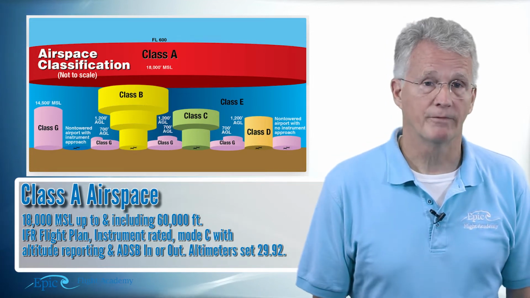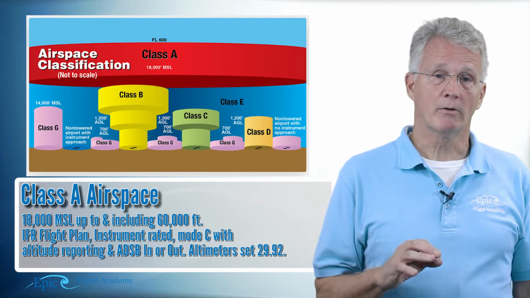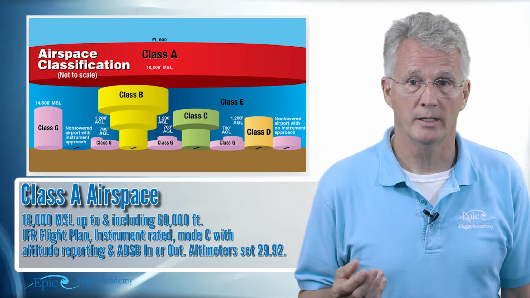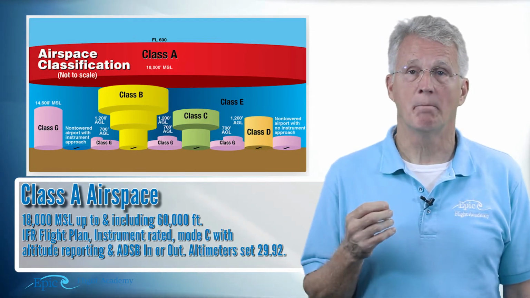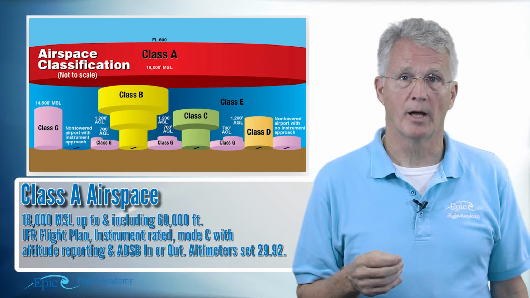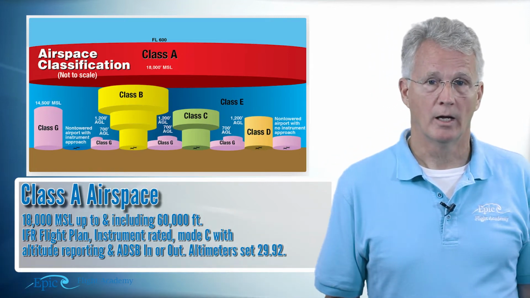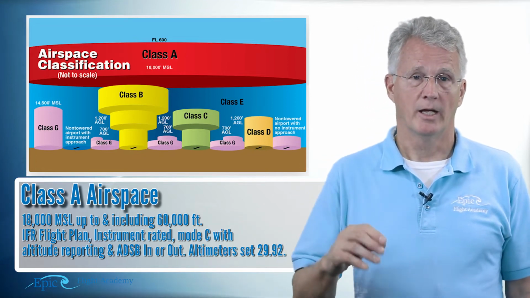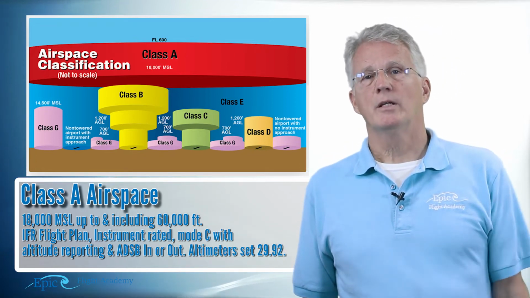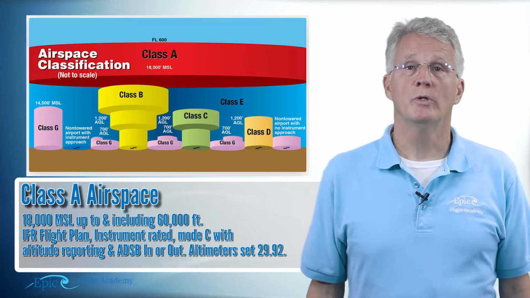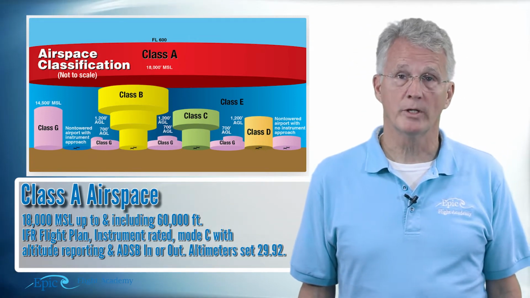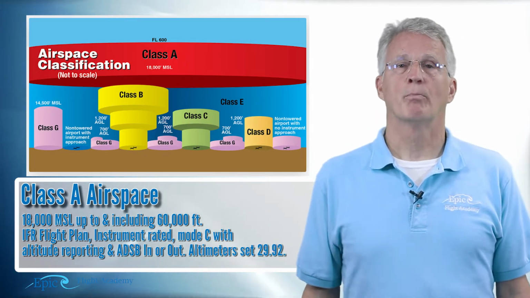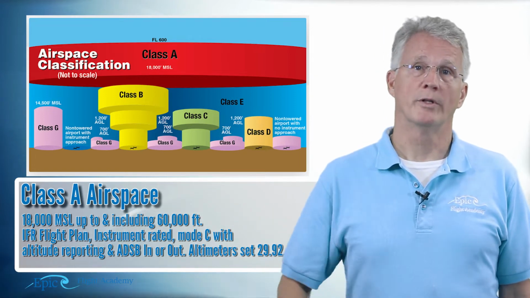To fly in alpha airspace, a pilot and the aircraft must be on an IFR flight plan. The pilot must be instrument rated and has to have a Mode C transponder with altitude encoding ability and ADS-B broadcast in and out. At 18,000 feet, altimeters are set to 29.92 inches of mercury, so all aircraft in alpha airspace have the same pressure reference when they talk about altitude.